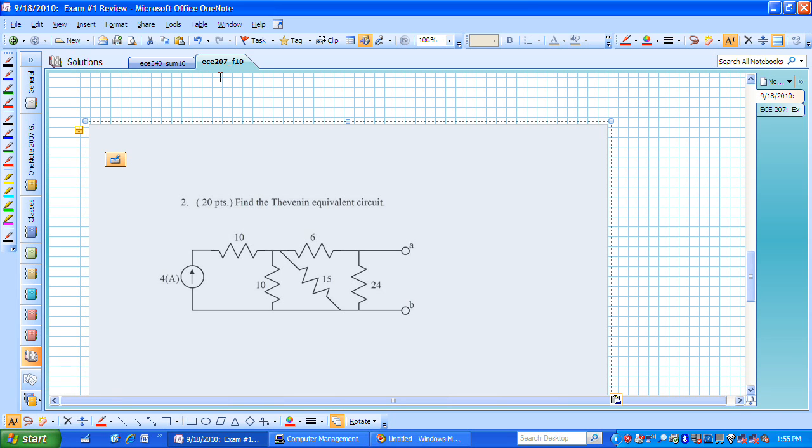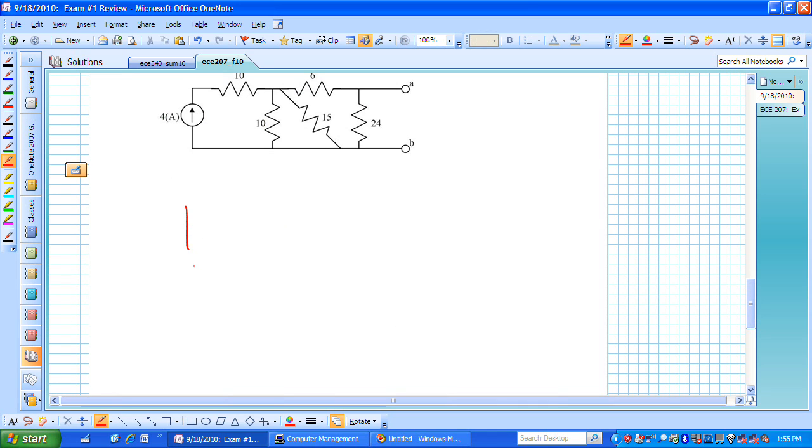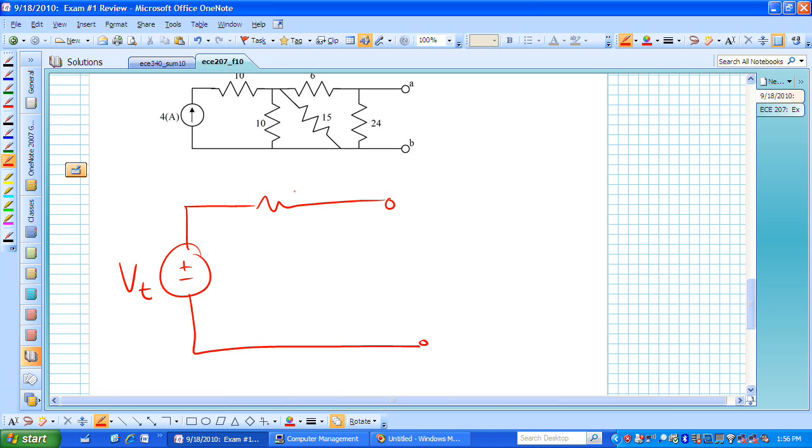We're looking now at problem 2 from exam number 1 from the summer of 2007. This is asking now for a Thevenin equivalent circuit, or we now need to find a Thevenin voltage and a Thevenin resistance that will look the same as the given circuit between nodes A and B.